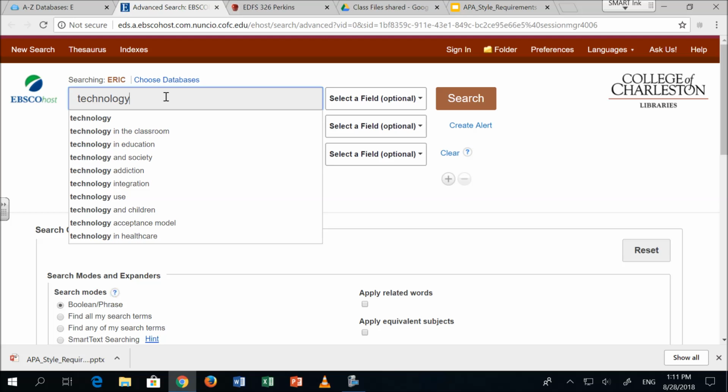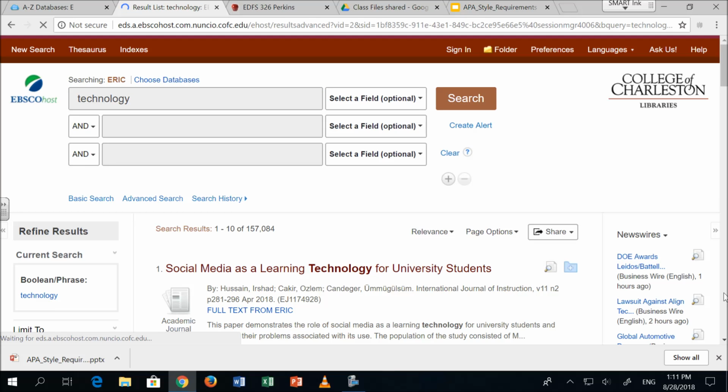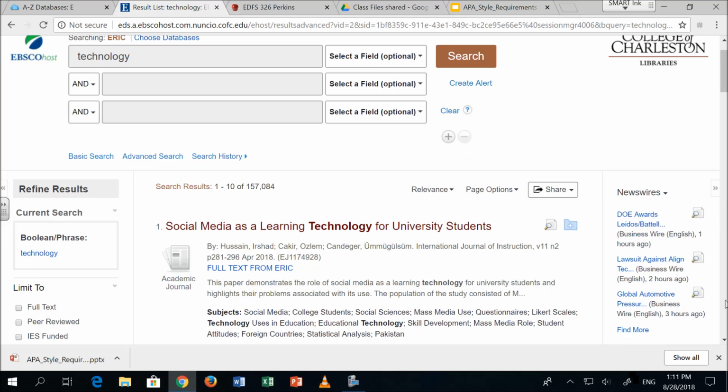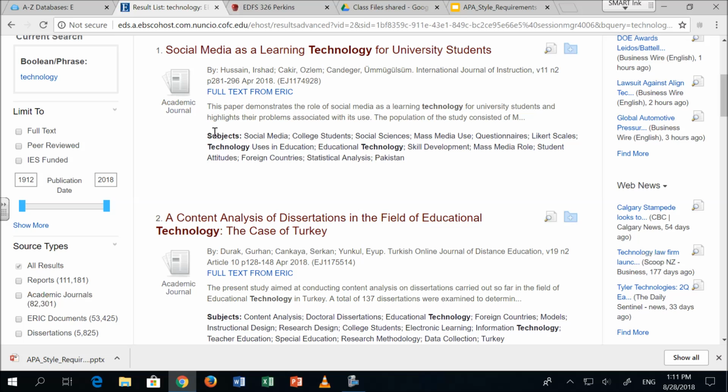We'll give it a nice generic topic to do a search. And I didn't do anything to narrow things down. And so you can see that this one is an academic journal. There's the number I was talking about. If it starts with EJ, it's a journal. Ignore that number, deal with it as a journal. Use the process of citing a journal article. Okay? Let's see if we can find something that's not a journal.